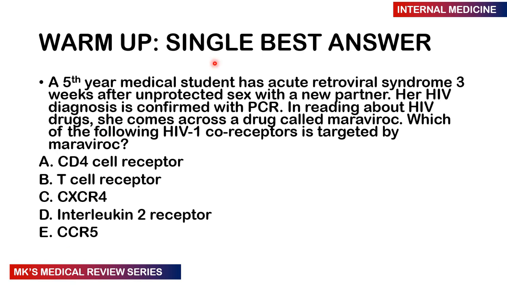In the vein of our new lecturing style, we start off with the warm-up question, which is a single best answer. A 5th-year medical student has acute retroviral syndrome 3 weeks after unprotected sex with a new partner. Her HIV diagnosis is confirmed with PCR. In reading about HIV drugs, she comes across a drug called Maraviroc. Which of the following HIV-1 co-receptors is targeted by Maraviroc? A. CD4 receptor, B. T-cell receptor, C. CXCR4 receptor, D. Interleukin-2 receptor, E. CCR5 receptor.